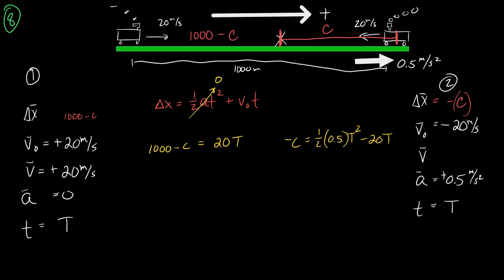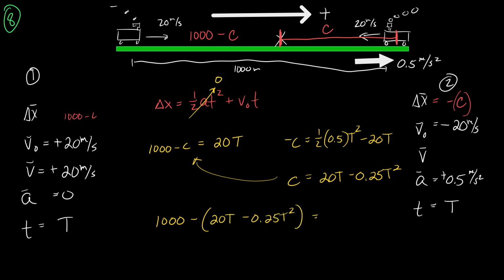Okay? I would probably look at this and say that it's easier to eliminate C than it is to eliminate T. Unfortunately, we want C for the answer. We're looking for C. Where did the trains collide? But I think it would be easier to solve and cancel out C than it would be to solve and cancel out T. So I'm going to solve and cancel out C. Does that make sense? This side's already solved for C. So C equals 20t minus 0.25 t squared. And then I can sub that in here for C. Eliminating C between the two, and giving me one relationship that could be used to find the time.